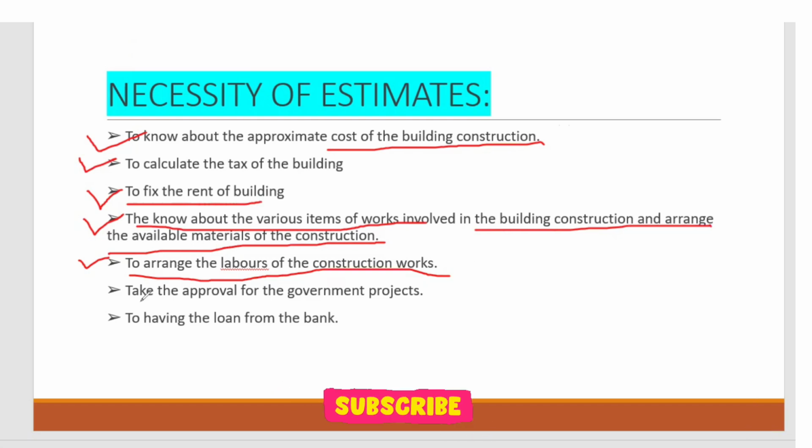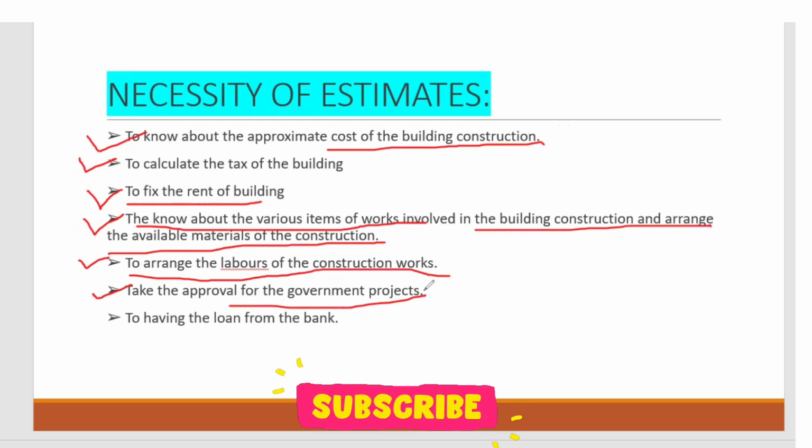To take the approval for the government works, okay, because once you fix the rates, you can take approval from the government, because you can give them an idea that this will be the budget of the building, and once it gets sanctioned, you can proceed for the further works.